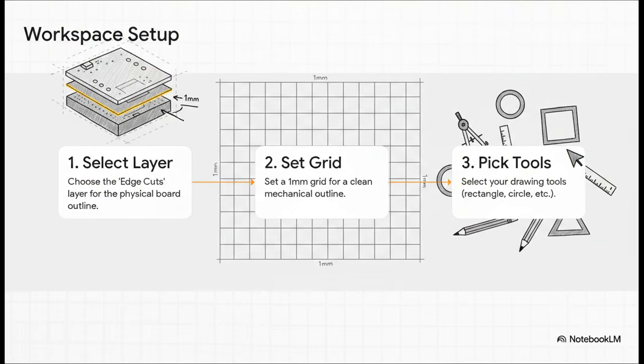First, select the Edge Cuts layer. You can think of this as the Cut Here line for the factory. It tells the machines the exact physical shape of your board. Second, we set the grid. A 1mm grid is a great starting point for the outline. It just keeps everything nice and lined up. And finally, let's get our drawing tools ready to go.